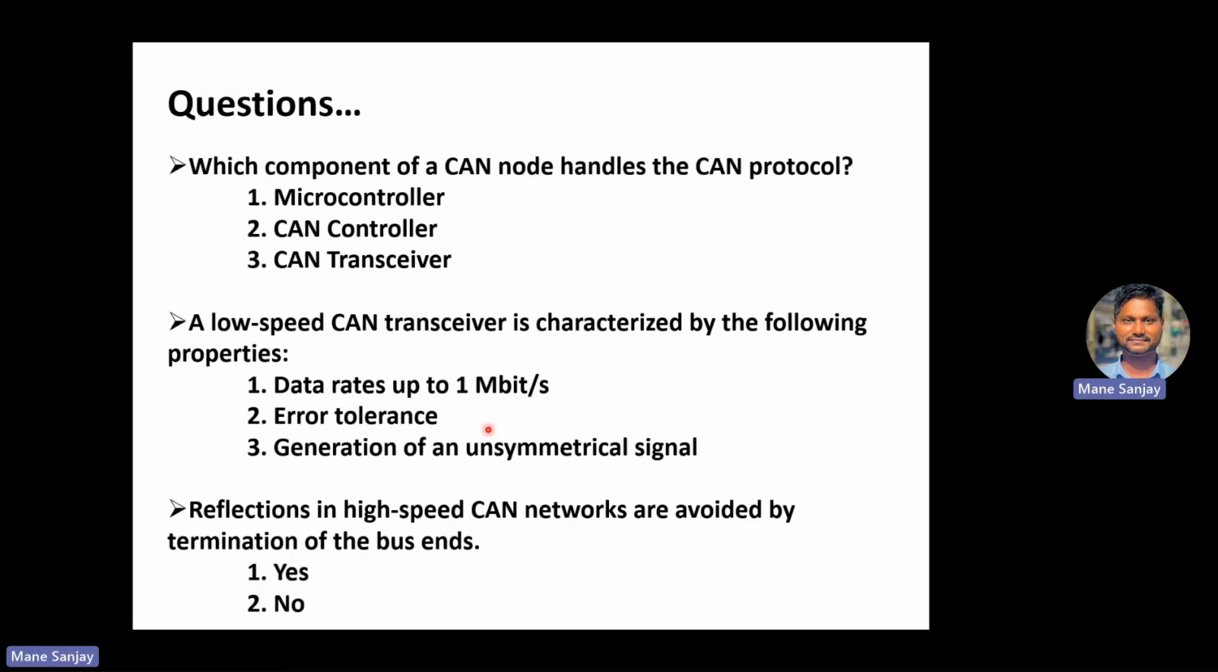Reflections in the high speed CAN network are avoided by termination of the bus end. Yes, it is, because of the signal reflections. This is the fundamentals of the transmission line. You cannot keep the transmission line open at the other end. If you keep it open at the other end, and you send some voltage or signal at the beginning of the transmission line, and expect the same voltage level at the end of the transmission line, you will never get the same level. The signal deteriorates because of the noise and the reflections and everything. So there must be a termination over there to avoid the signal reflections.